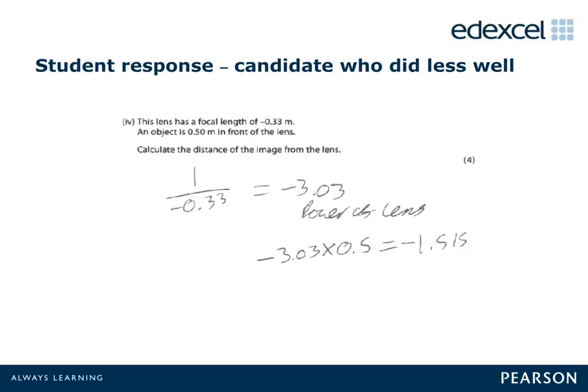This was from the higher tier paper, question 3B4. The lens equation is probably the most demanding equation in the specification. This candidate may have tried substituting into the equation using a calculator, but had not written down the steps in the process. The result was that neither the candidate nor the examiner could keep track. This scored no marks.